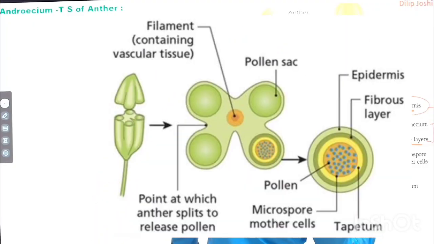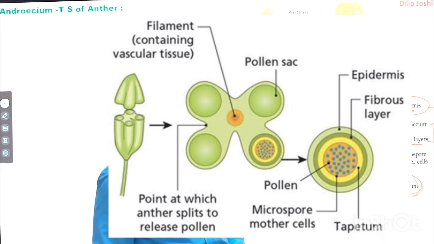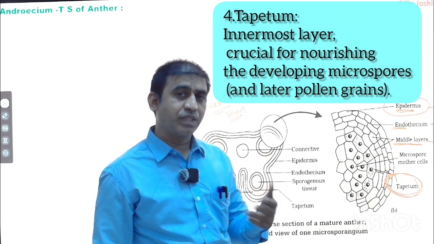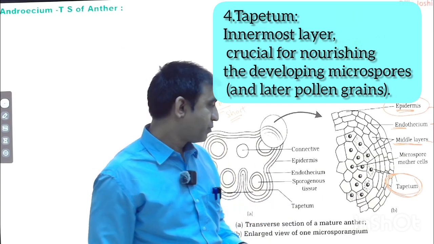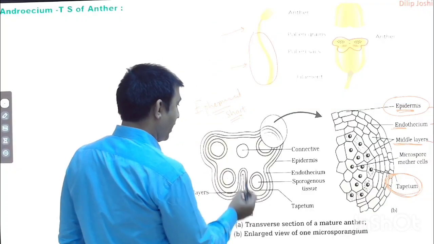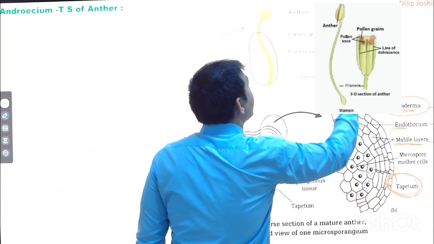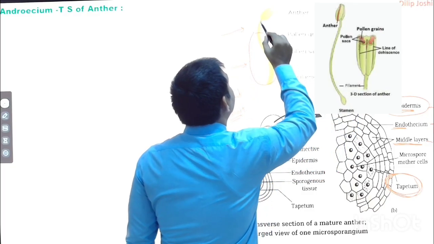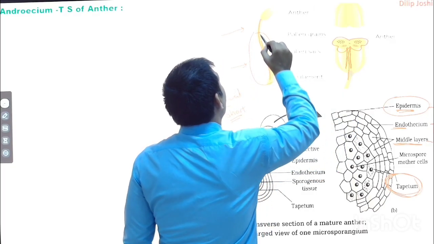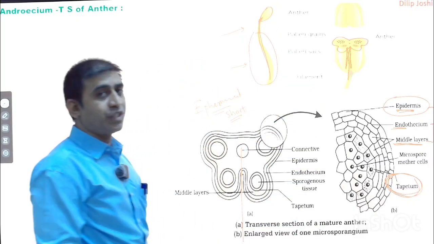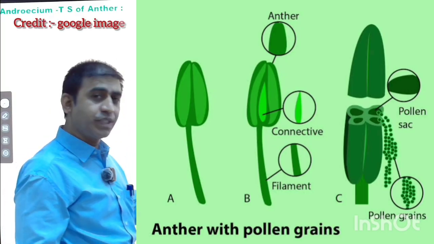Then the innermost layer is called tapetum. Tapetum is the innermost layer, which is nutritive. Its cells contain more than one nucleus, that is, they are polyploid in nature. And here is the connective, which will connect the filament to this anther by means of connective tissue. So this is the anther.